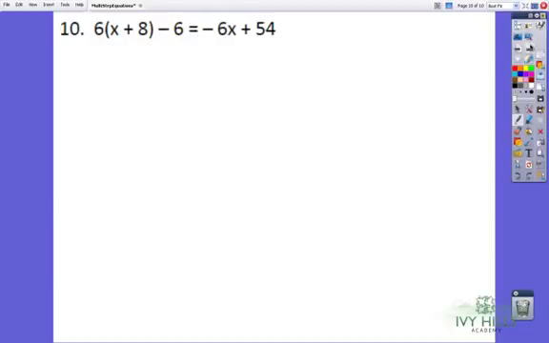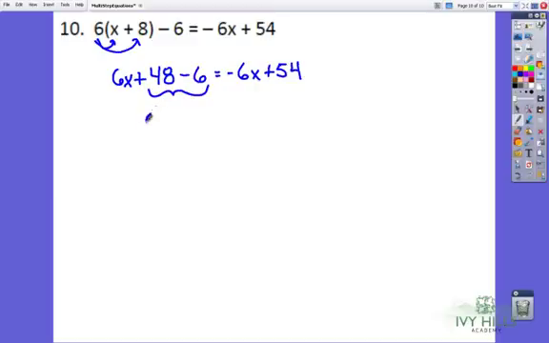Number 10. It's a problem very similar to number 9. If I take the 6 and distribute it through the parentheses, that would leave me with 6x plus 48 minus 6 equals negative 6x plus 54. 48 minus 6 is 42, so again we will combine the constant terms that are on the left. That would be 6x plus 42 equals negative 6x plus 54.